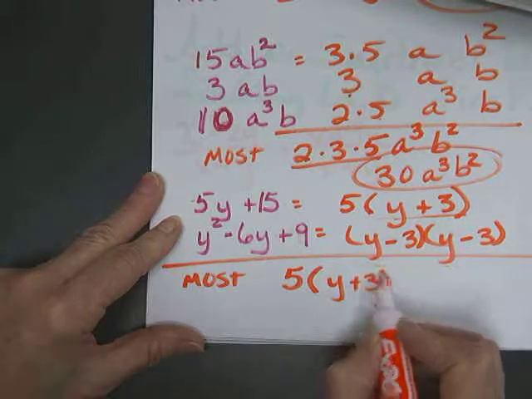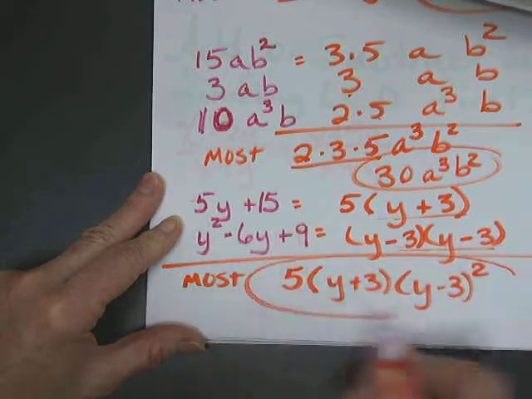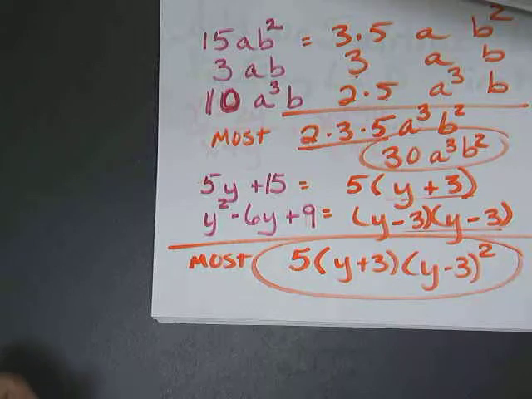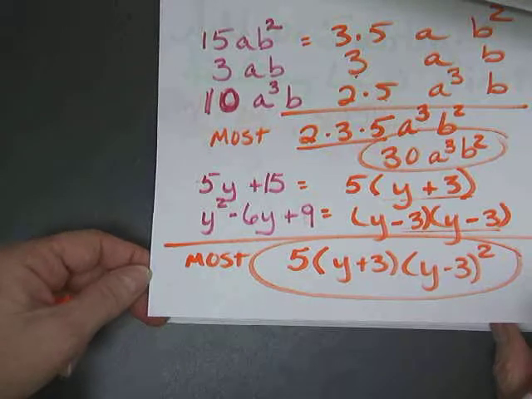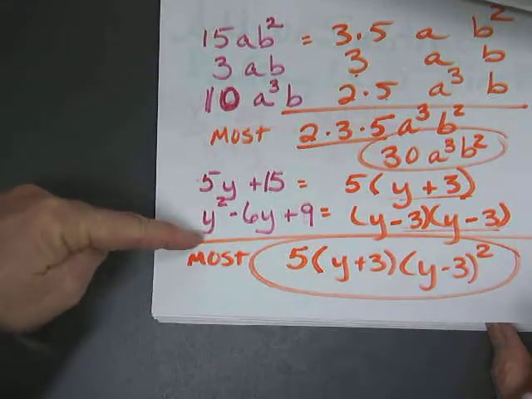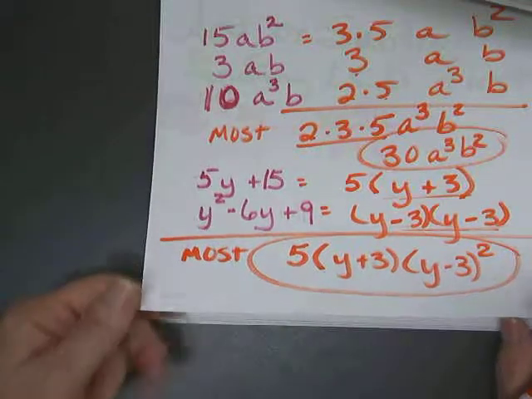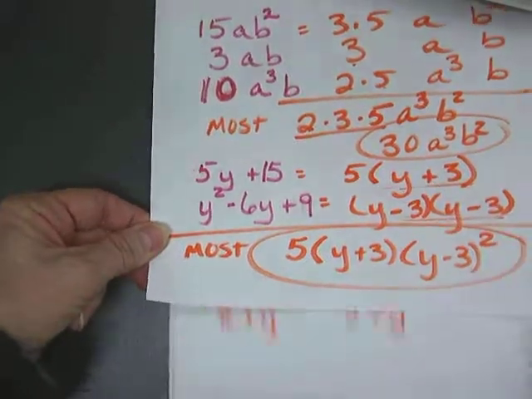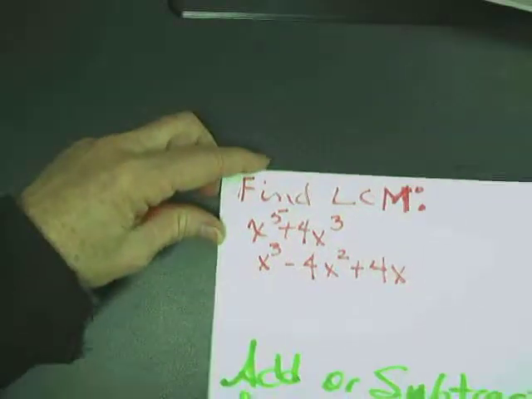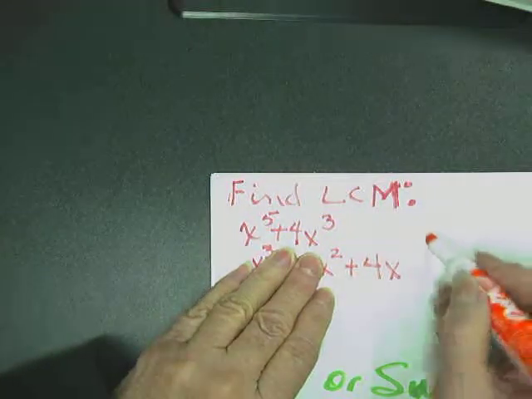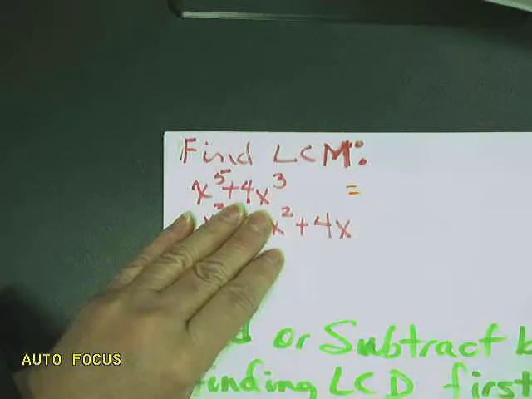So our least common multiple would have the most of everything. There's a 5, there's 1 of these, and there's 2 of these. So you put both of them. You write it twice, but it's easier just to write the squared. So the least common multiple would end up being a common denominator. If these things were on the bottom, that's how you come up with the common denominator, using the least common multiple of the denominators. One more least common multiple.